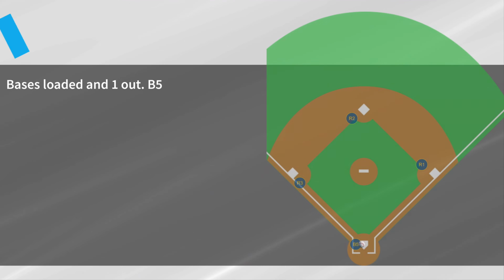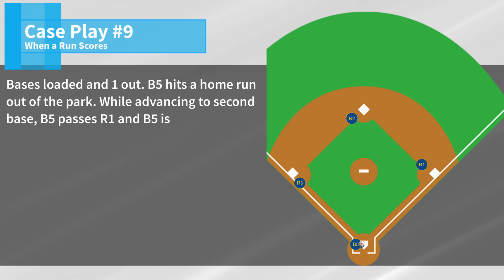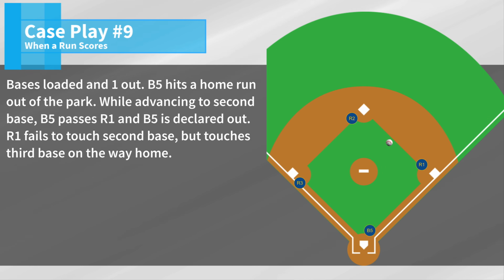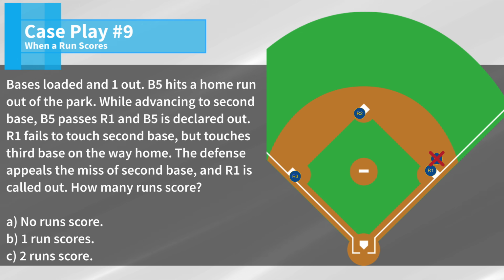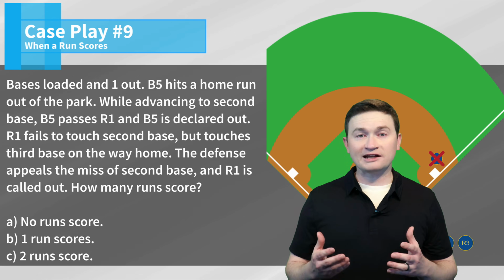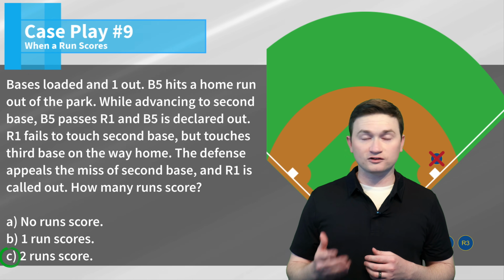Case play number 9. Bases loaded and 1 out. B5 hits a home run out of the park. While advancing to second base, B5 passes R1 and B5 is declared out. R1 fails to touch second base, but touches third base on the way home. The defense appeals the miss of second base, and R1 is called out. How many runs score? The correct answer here is C, and 2 runs are going to score.